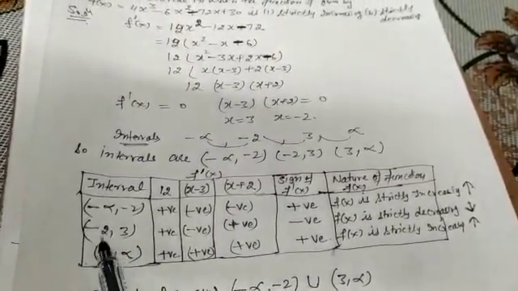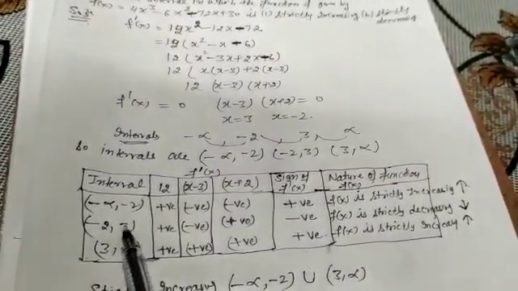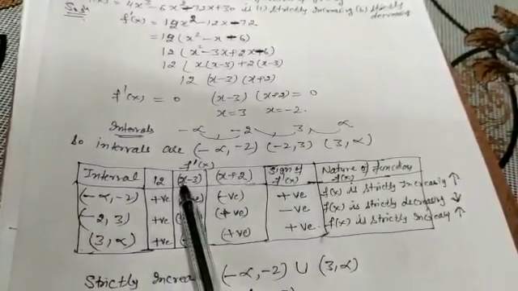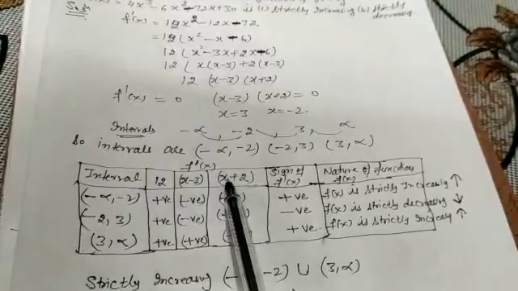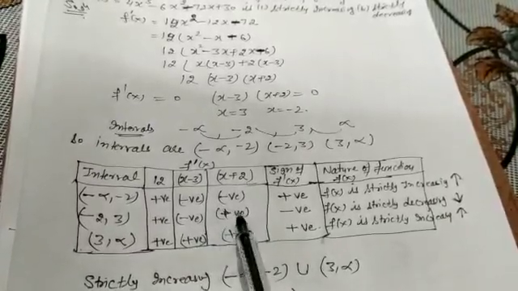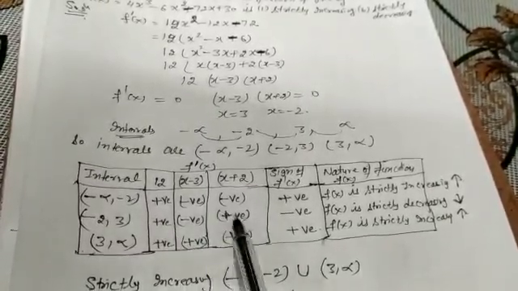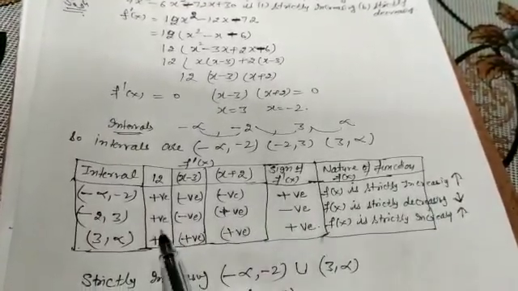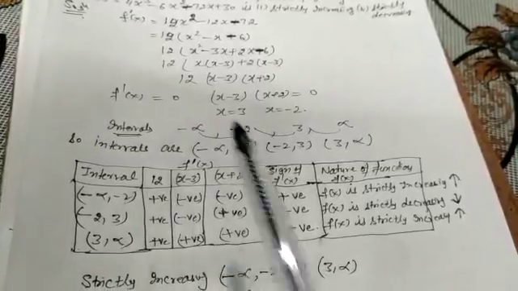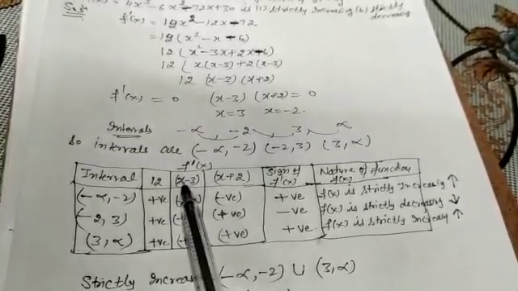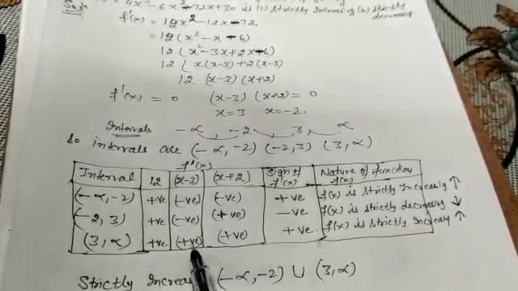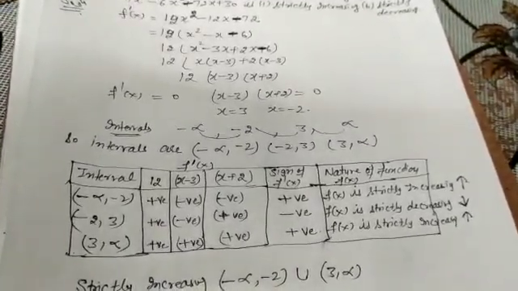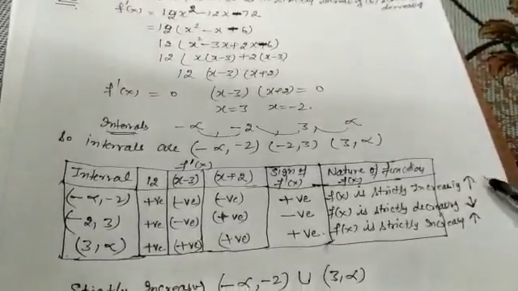Now one value between minus 2 and 3, let us suppose that minus 1 is taken. Minus 1, this 12 has no effect, minus 1 minus 3 makes the result negative. Minus 1 plus 2 makes the result positive. So positive, negative, positive multiplication, it will become a negative result. Function is strictly decreasing. Again 3 to infinity, let us suppose 4. In case of 4, it is positive, it is positive. Positive into positive, result is positive. So function is increasing.